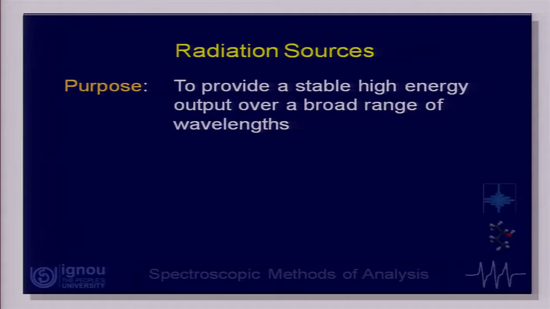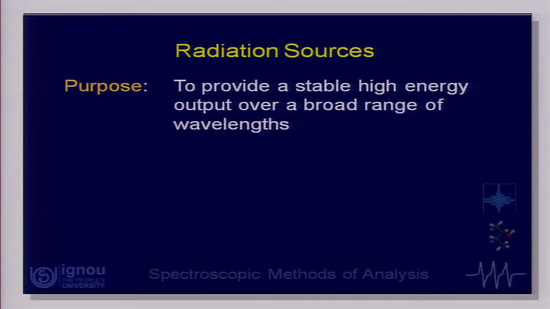If there is a fluctuation there, that will hamper my results. So, the source has to have a stable state, and also it has to have high energy output. That means the intensity of radiation coming out from the source should be high, so that I get a good spectrum from there.